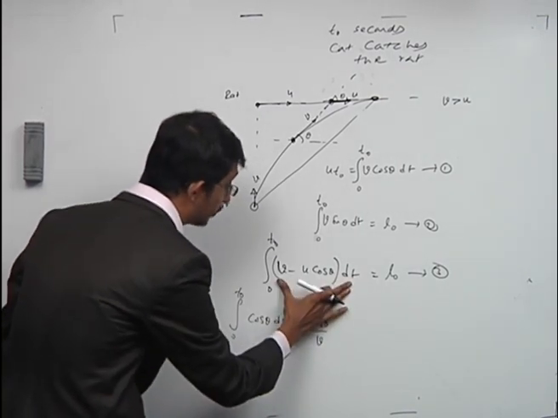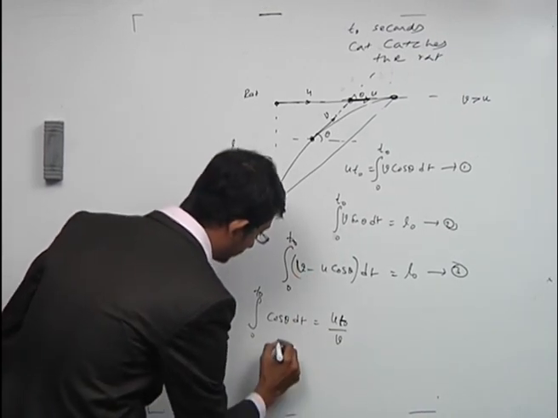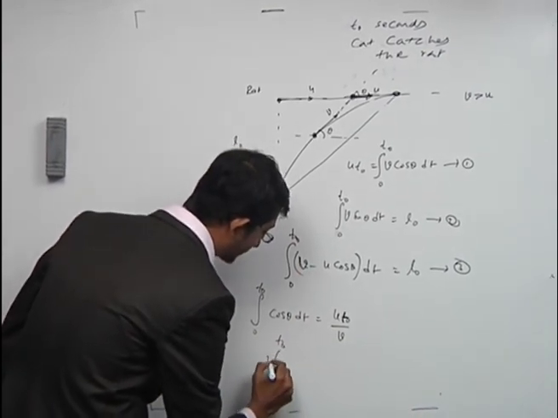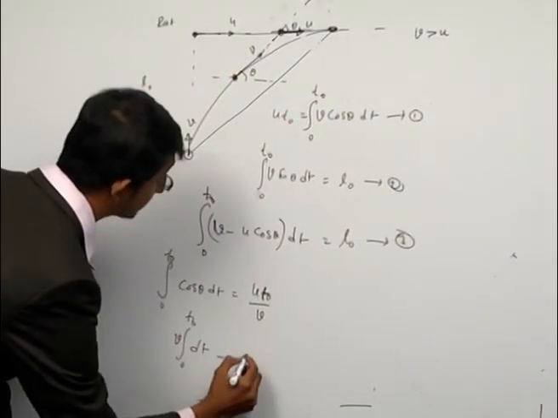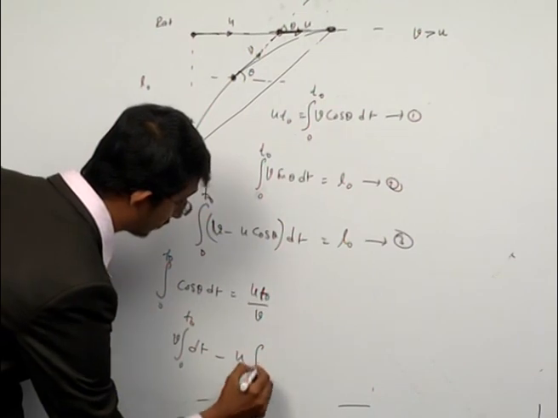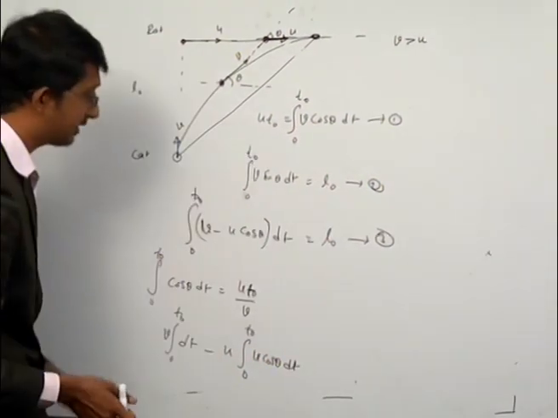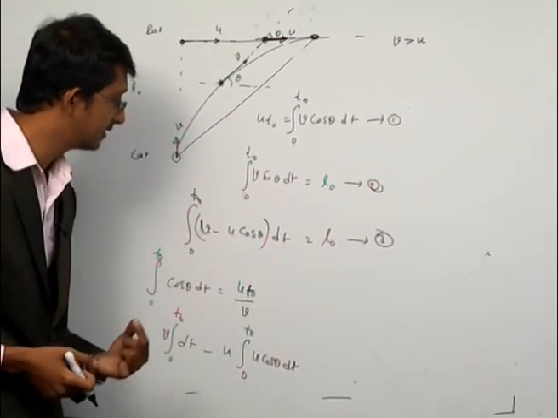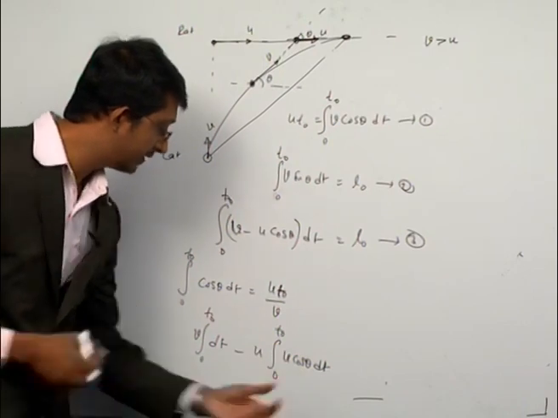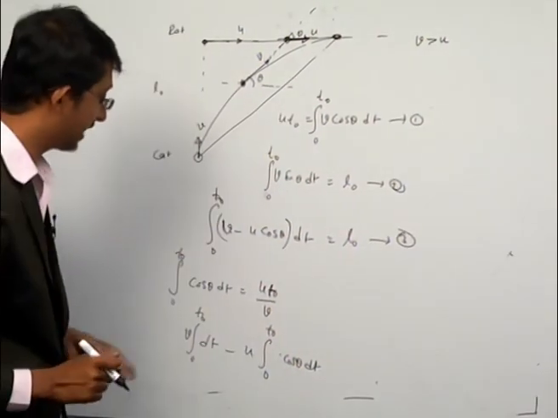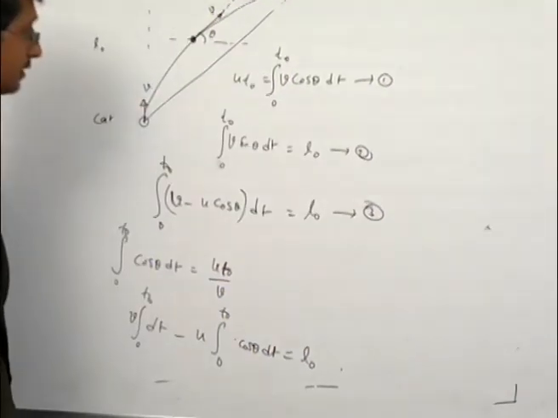So I'll split this integral into two parts. First part is integral 0 to t0 v dt, but v is a constant, so I have this. V, speed of the cat, is a constant, minus you have u integral 0 to t0 cos theta dt. Can you see that? I'm splitting this integral into two integrals in which v and u are constants, so I'm taking them out of the integral and I'm left with cos theta dt. I can put that cos theta from that. This is given as L0.